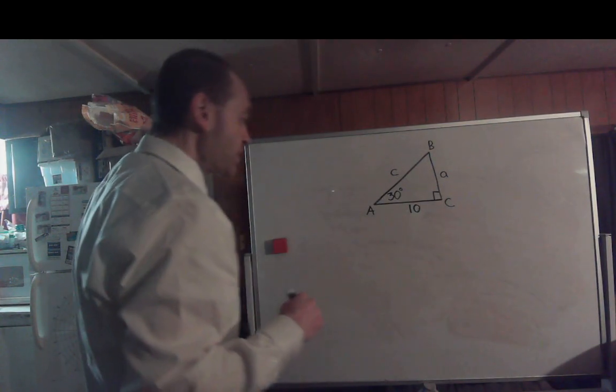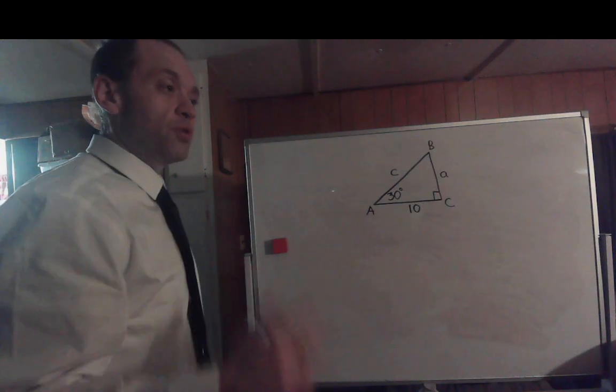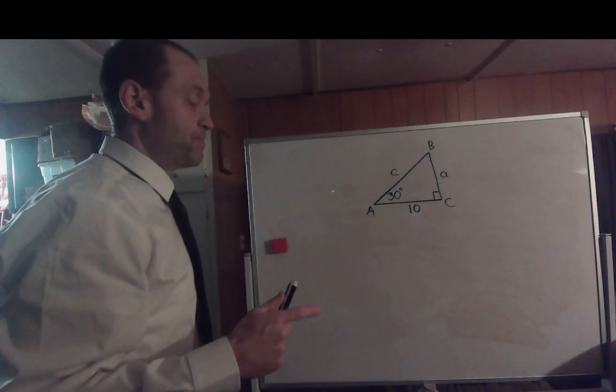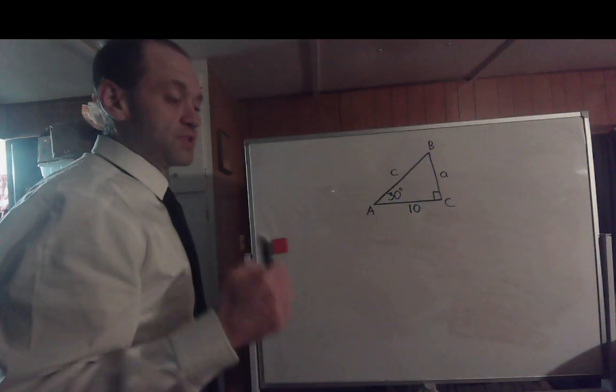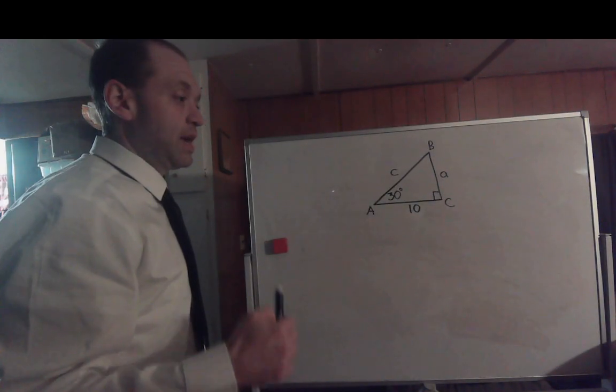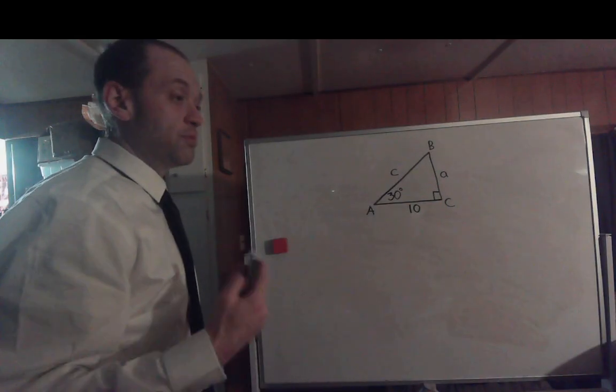Well, there's a shortcut. If we remember all the way back to geometry, there's a theorem that says that the acute angles of a right triangle are complementary to each other. So the measure of angle B is going to equal 90 degrees minus 30 degrees, which gives us that the measure of angle B equals 60 degrees. So we solved for the missing angle.